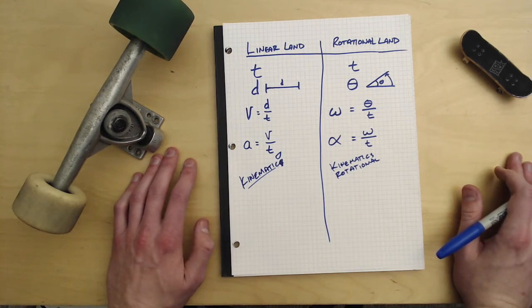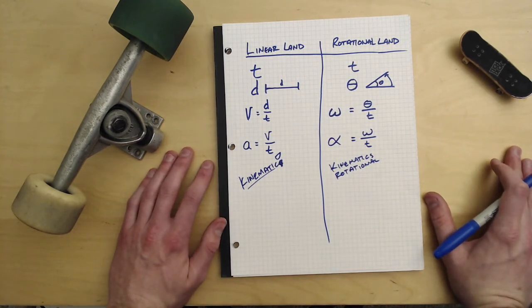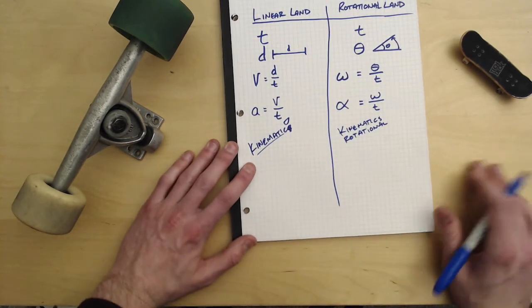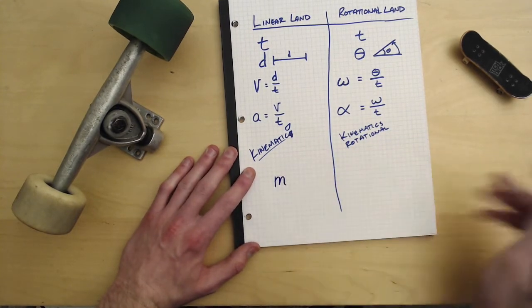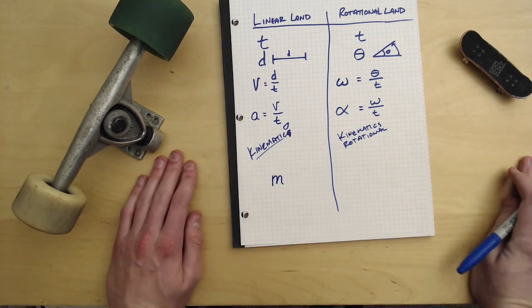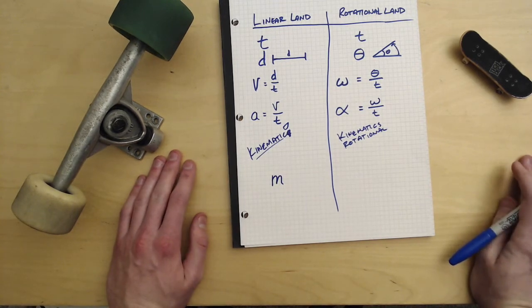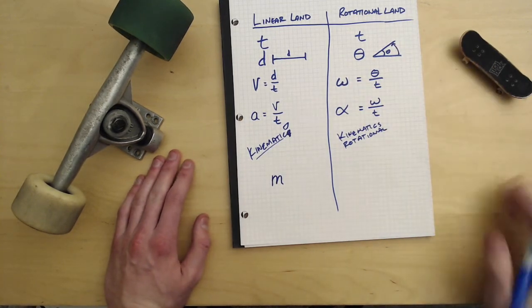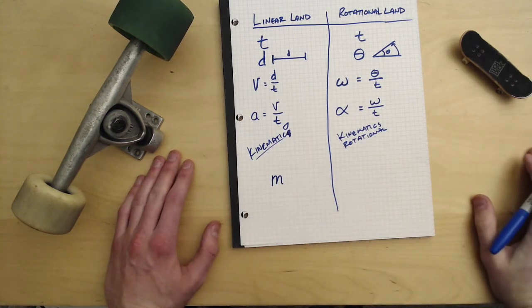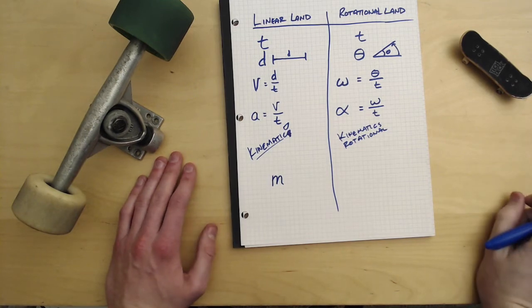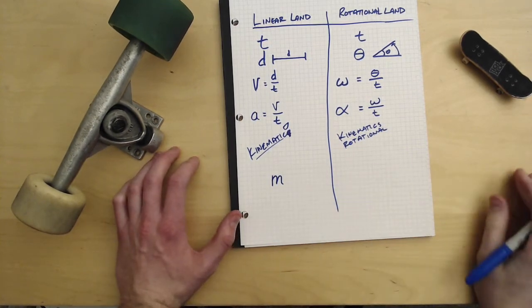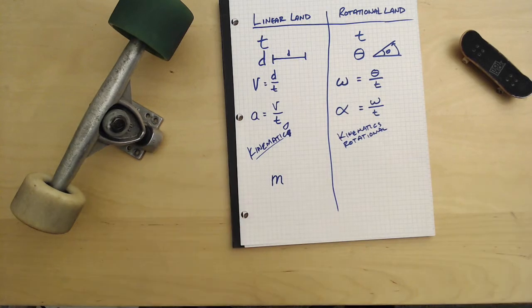And if you remember, later on in the game we met another variable, and its name was mass. So does mass have a rotational analog? Does it translate over in rotational land to something else? Well, I wrote it down, so yes it does. Mass is an indirect measurement of this idea of inertia.